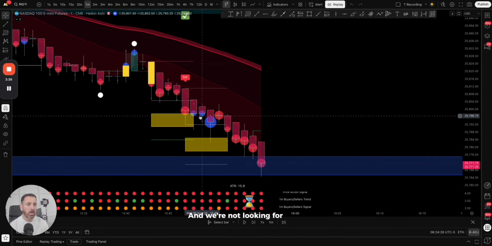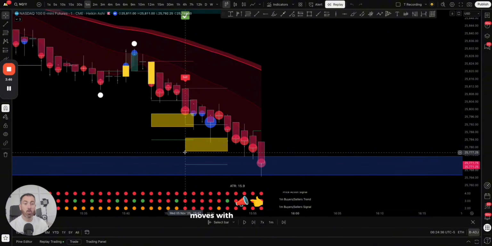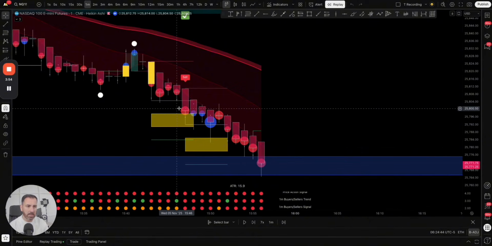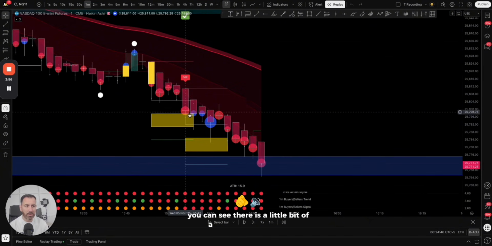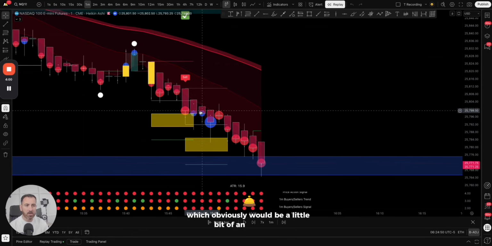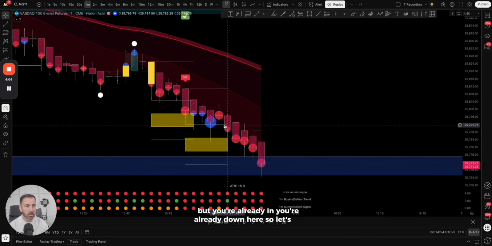We're not looking for trades to be lasting 25, 35, 45 minutes. We're looking to be getting in and out of trades and taking our profits where we can. The high probability moves with volume in the right direction should give us that. So we're looking for this push into the queue, and you can see there is a little bit of bullish volume here, which obviously would be a little bit of an alarm bell, but you're already in, so let's be realistic.